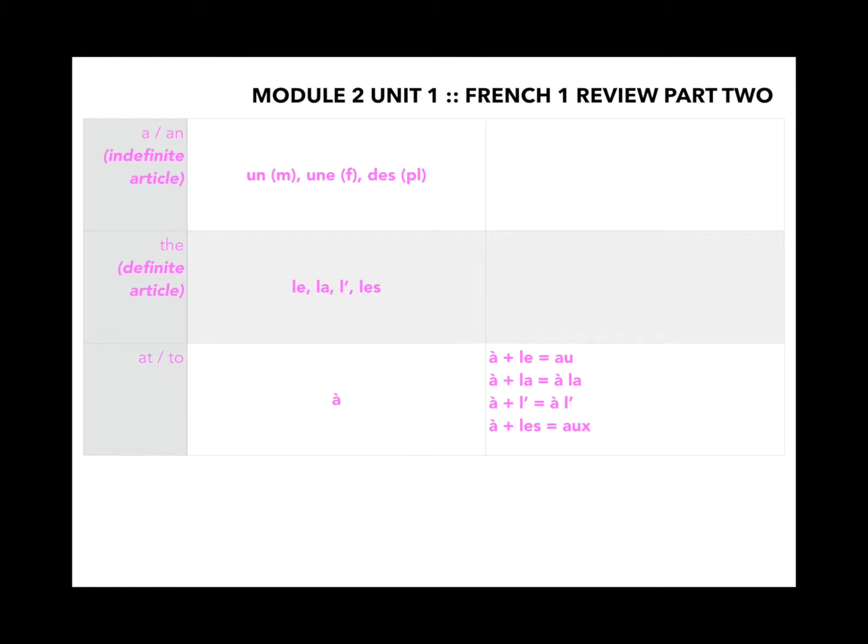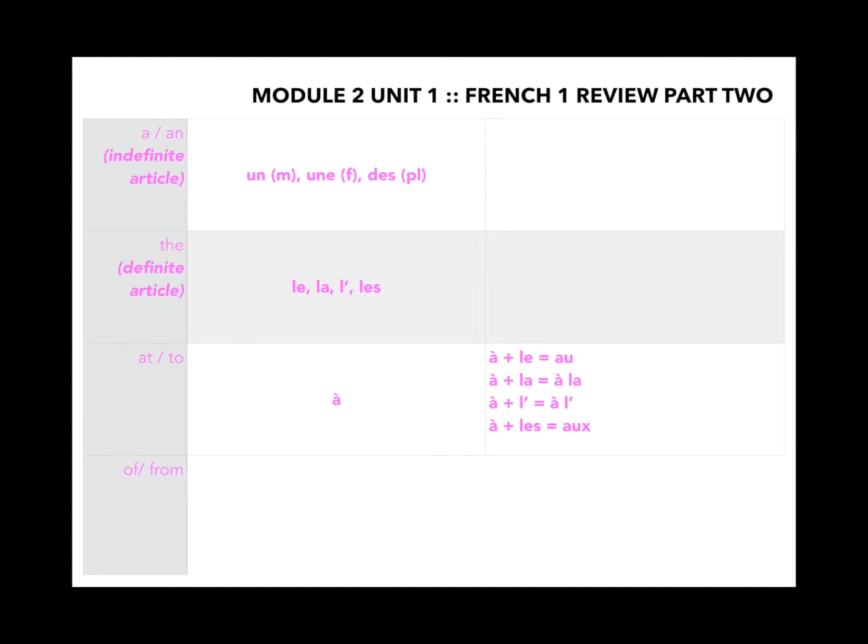So those contractions are: à plus le is au, à plus la is à la, à plus l' is à l', and à plus les is aux. Okay? Au is for masculine, à la is for feminine, à l' is for words that start with a vowel, and aux is for plural.